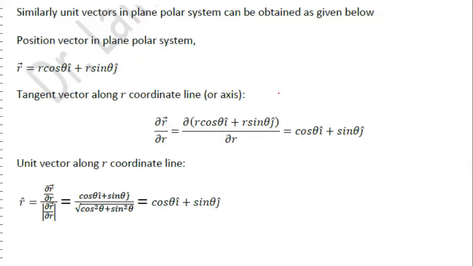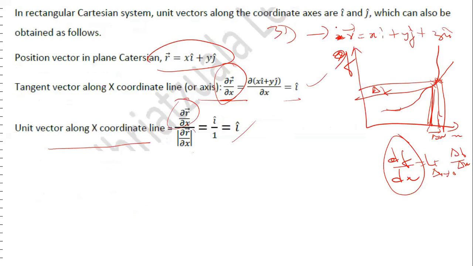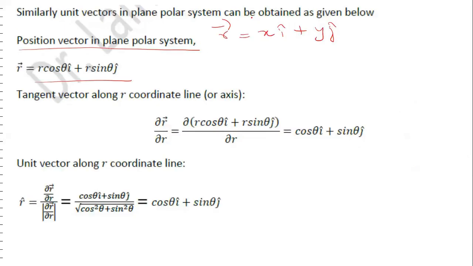Similar to that, we can also find unit vectors in the plane polar coordinate system. So the position vector in the plane polar coordinate system, you can express it like this. I hope there's no problem, because in a 2D Cartesian system, this is the position vector. So simply put x as r cos theta, y as r sin theta, then you get the position vector in the plane polar system.